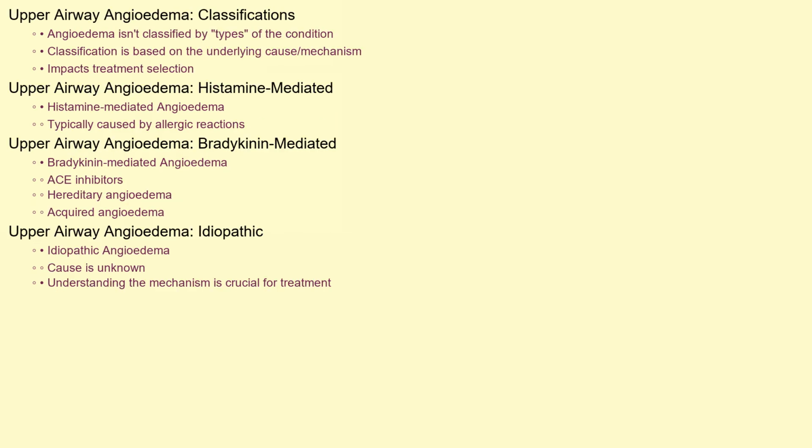While there aren't strictly types of upper airway angioedema in the sense of distinct disease entities within the condition, angioedema itself is classified based on the underlying cause or mechanism. These classifications impact treatment. We differentiate between histamine-mediated angioedema, typically caused by allergic reactions, bradykinin-mediated angioedema, resulting from ACE inhibitors, hereditary angioedema, or acquired angioedema, and idiopathic angioedema, where the cause remains unknown. Understanding which mechanism is at play is crucial for selecting the appropriate treatment.